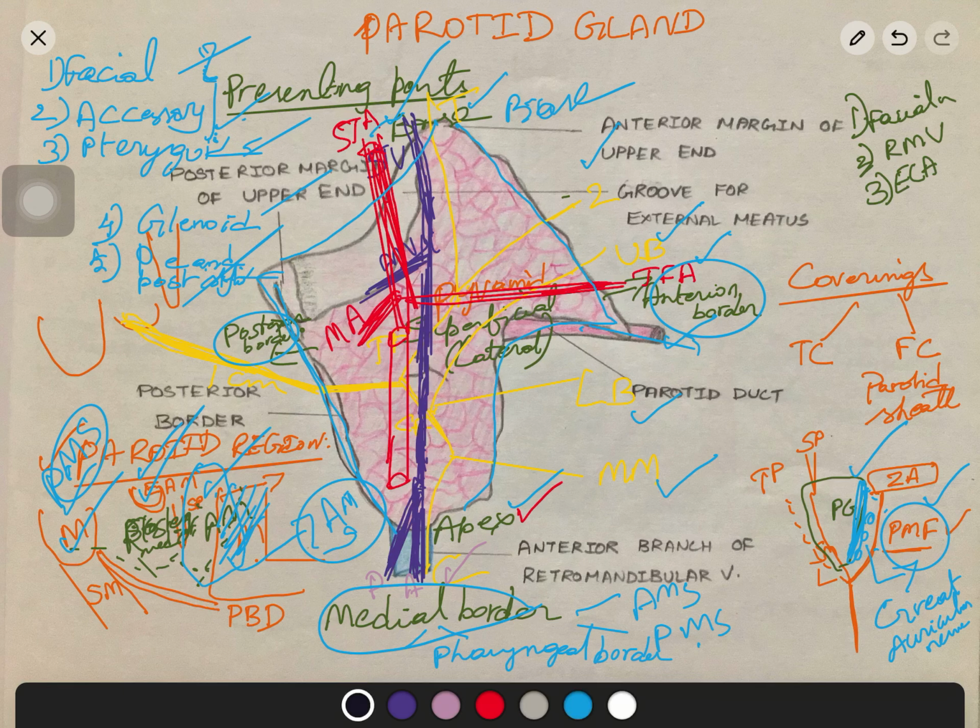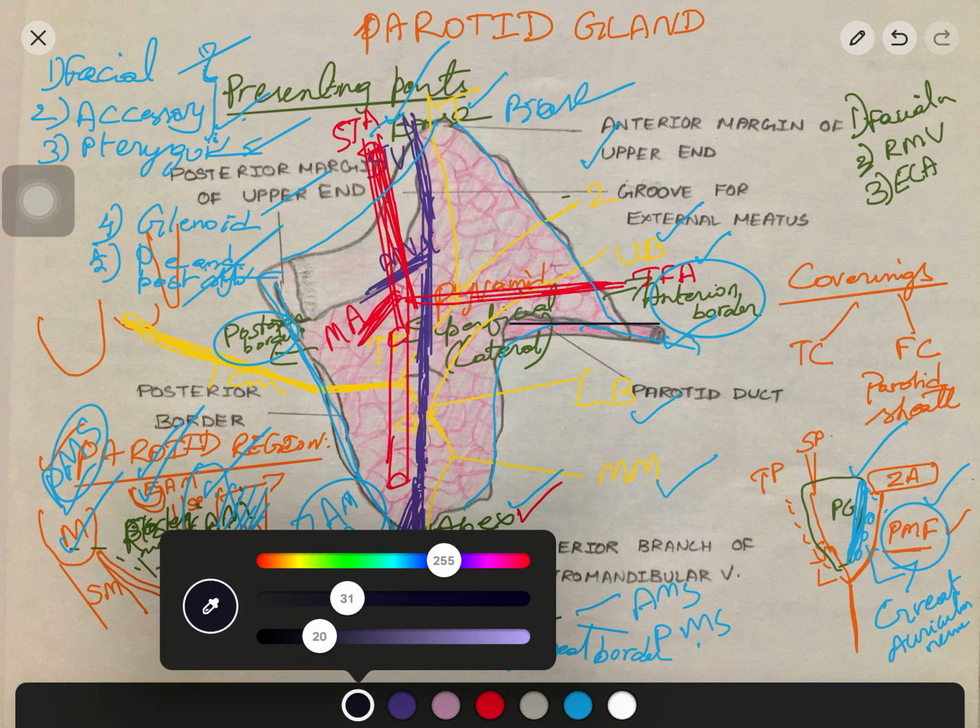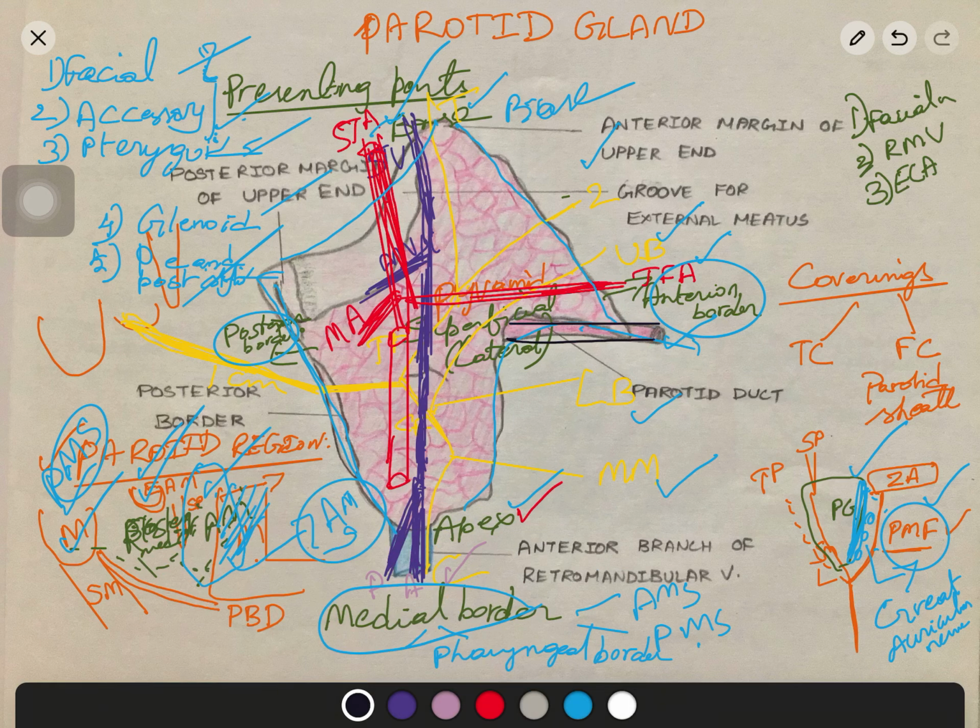Next heading is the structures passing through the parotid gland. That also we have completed before we started with the presenting parts. So now we have to see the parotid duct. So this is the parotid duct, or the Stenson's duct.